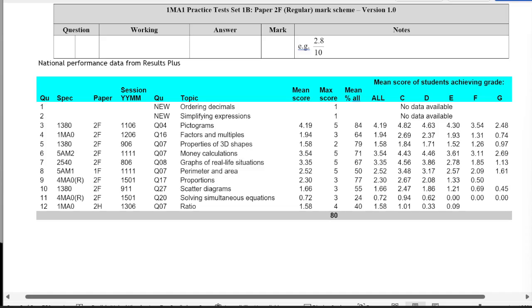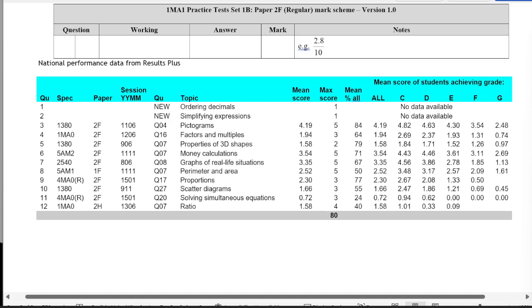Okay, this is quite useful. At the end of the mark scheme, Edexcel have broken this down into national performance data from Results Plus. So this gives each of the questions where it actually hit in terms of topic areas, what was new to the spec, and it gives you this mean score, which is quite useful because it tells you which students found the hardest question.